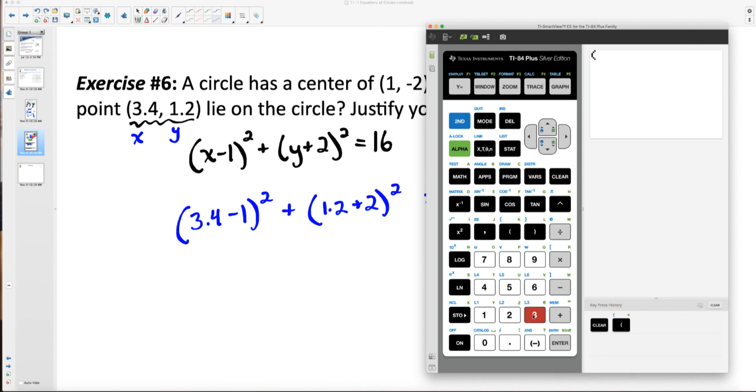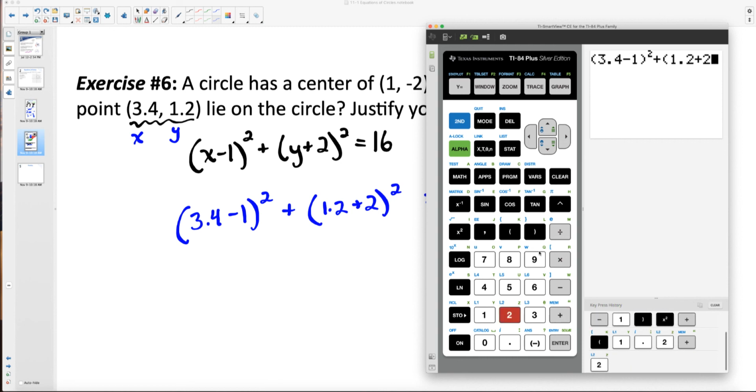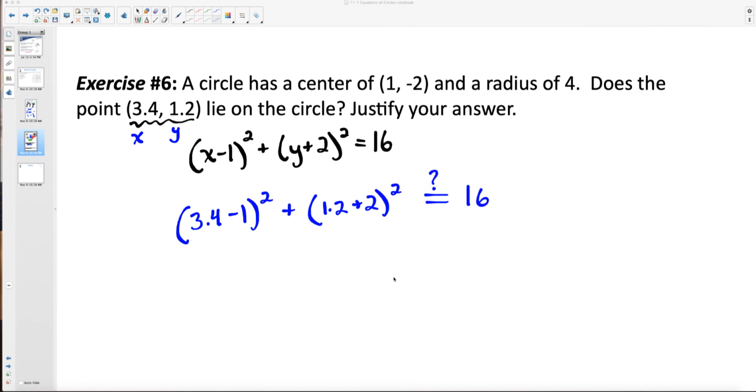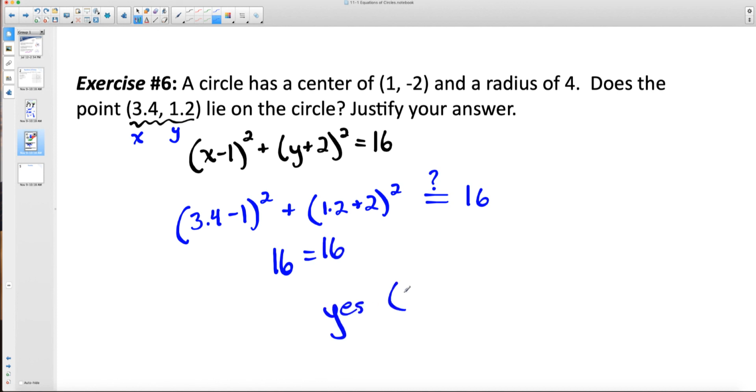Okay, so let's go ahead and put in 3.4 minus 1 squared plus 1.2 plus 2 squared, and let's see, does it equal 16? It does. So 16 equals 16. So we could say yes, 3.4 comma 1.2 lies on the circle. It just says justify, so our work is enough.